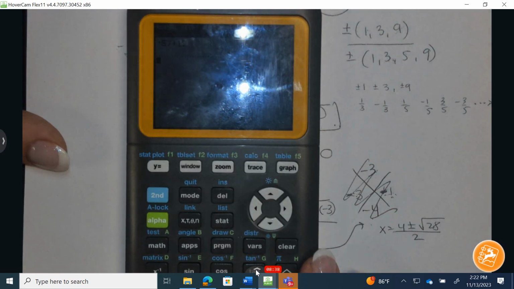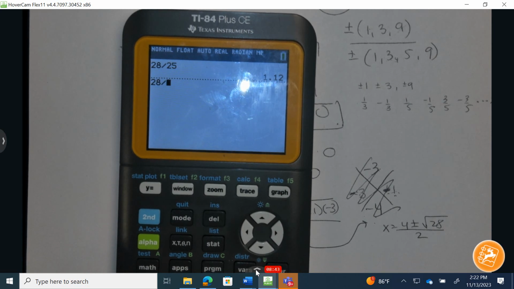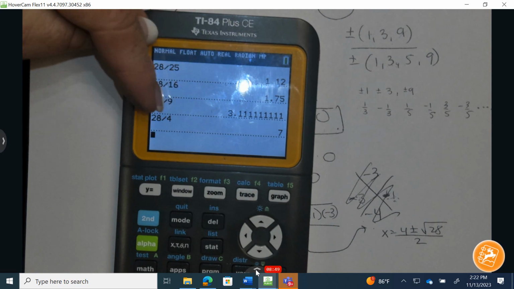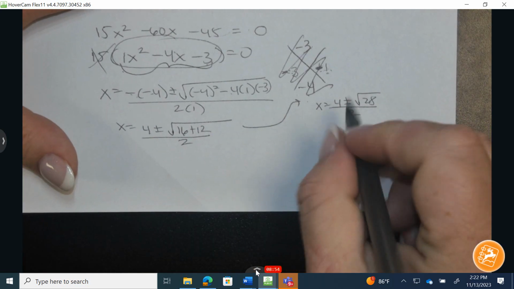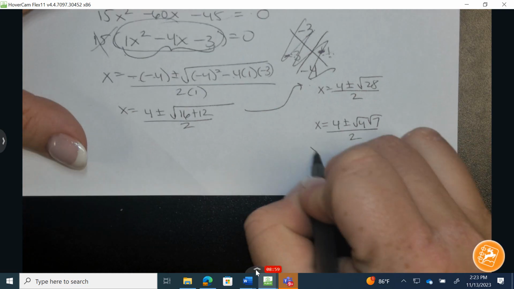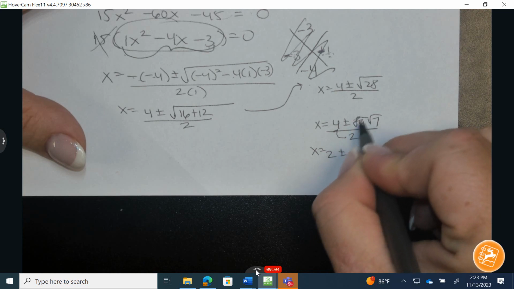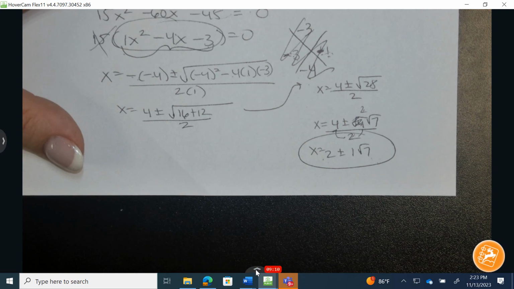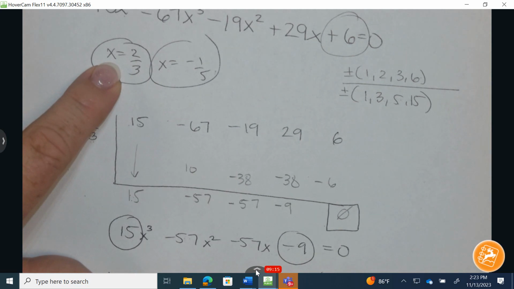Now I'm going to grab my graphing calculator and I'm going to take that 28, and I know that's not going to work with 25, and if I divide it by 16, it's not going to work. And divide it by 9, it's not going to work. But when you divide it by 4, we can see that 28 breaks into the square root of 4 times the square root of 7. So this breaks into the square root of 4, square root of 7 divided by 2. Now share that 2 with both sides. 4 divided by 2 is 2. I know the square root of 4 is simply 2, and 2 divided by 2 is 1. So I have two answers here. 2 plus or minus the square root of 7, another answer of -1/5, and another answer of +2/3.